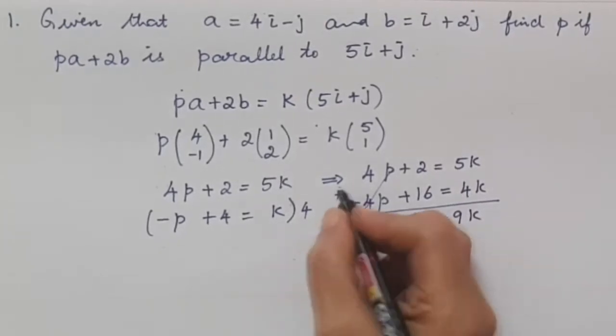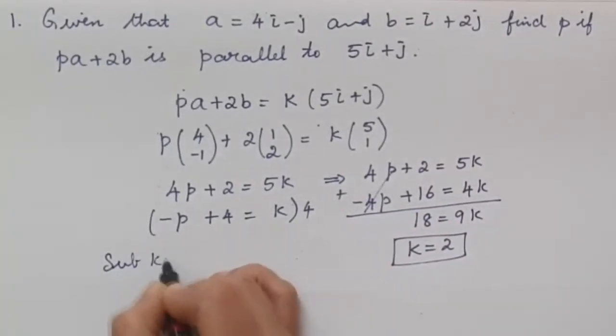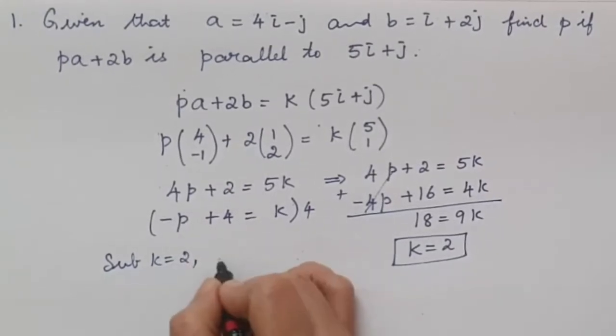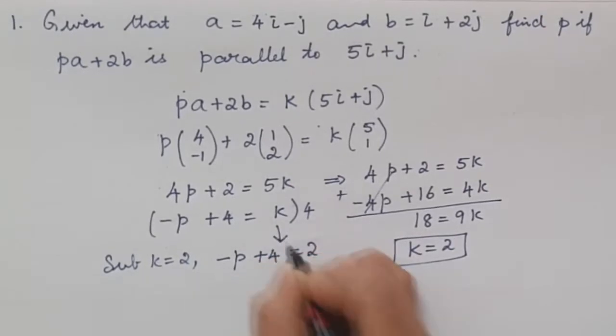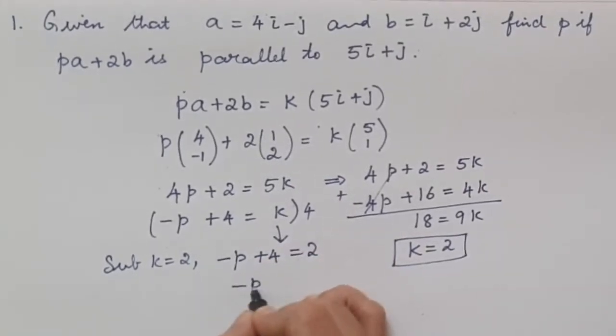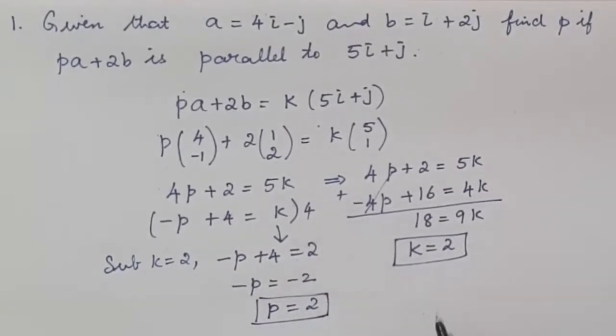Now we'll substitute it in any one of the equations. I'll substitute it over here. Substituting k = 2 into -p + 4 = k, we get -p = -2. So p = 2. So we have found the value for p.